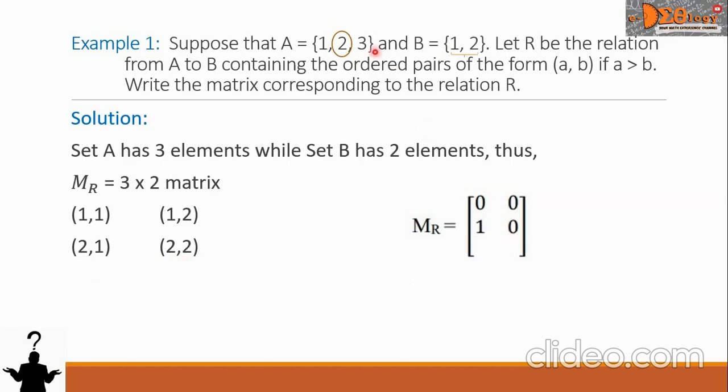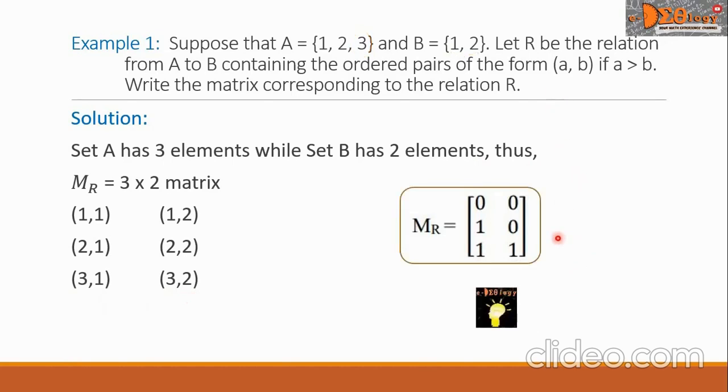For the next ordered pairs, we will use the next element of set A, which is 3. The ordered pairs corresponding to this will be (3, 1) and (3, 2). We can see in (3, 1) that 3 is greater than 1, so we write here 1. In (3, 2), 3 is greater than 2, so we write here 1. This is now the matrix corresponding to the relation. This is the final answer.